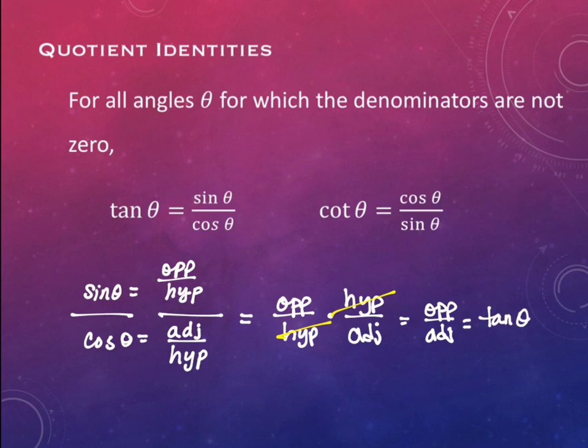Okay, so all of these things play together very nicely. They have to, or they wouldn't be identities. And I could do the same thing to establish the cotangent if I wanted to. But these are not just coming out of nowhere. They're not independent of the others. They're interrelated with the others. So the tangent is sine over cosine, and cotangent is cosine over sine.